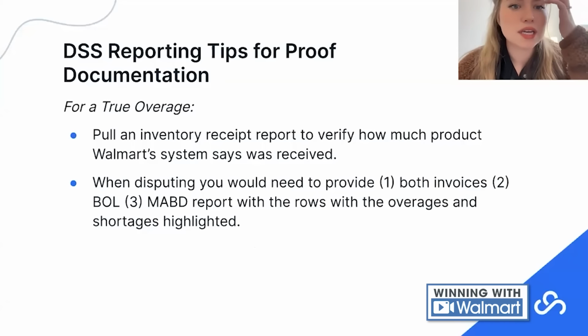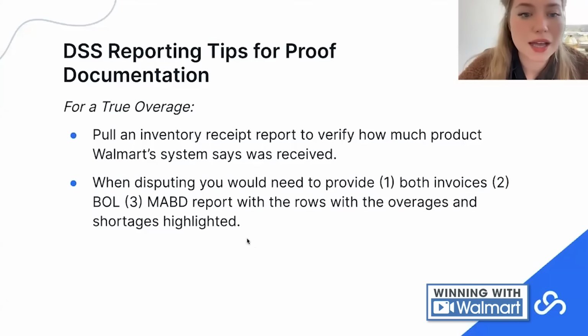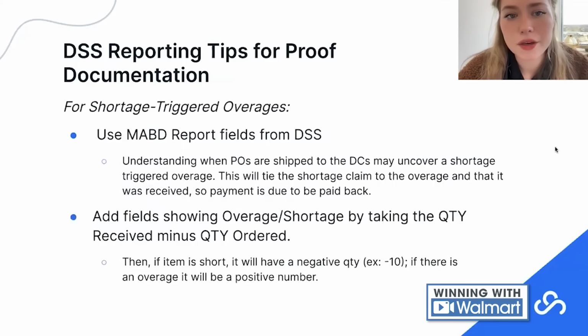So where someone can see, here is where an overage happened. Highlight that and provide those. It might even be 4 documents because you have both invoices, the BOL and the MABD report. But we'll get to that DSS report here in a second.